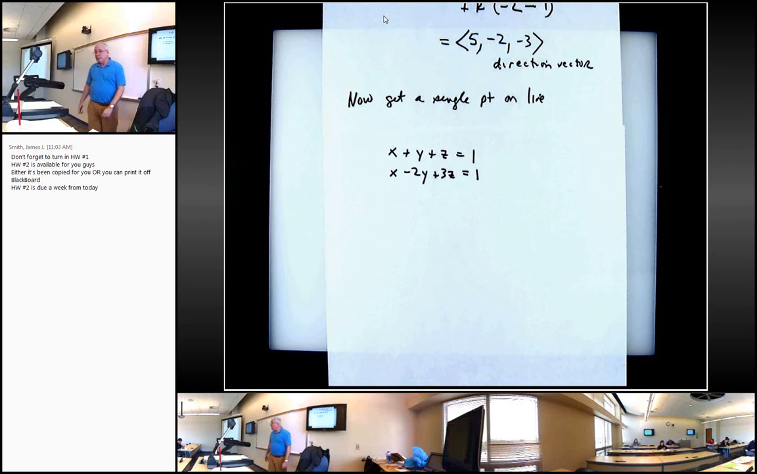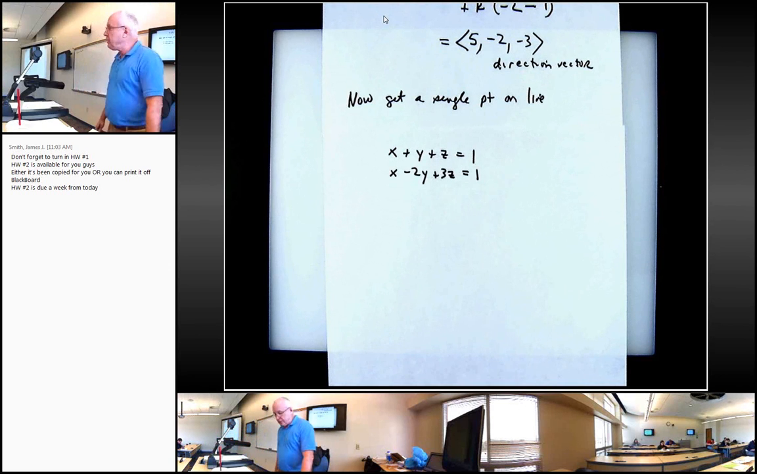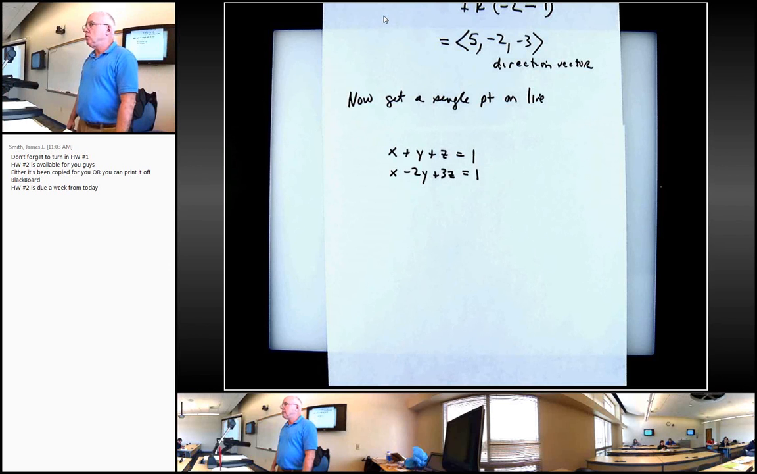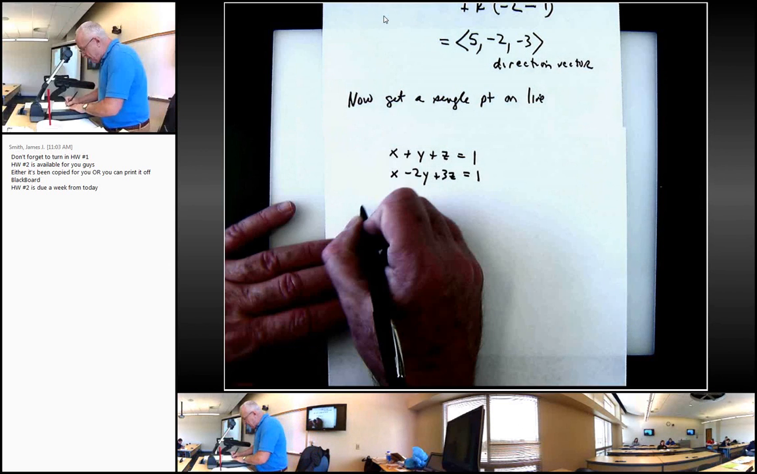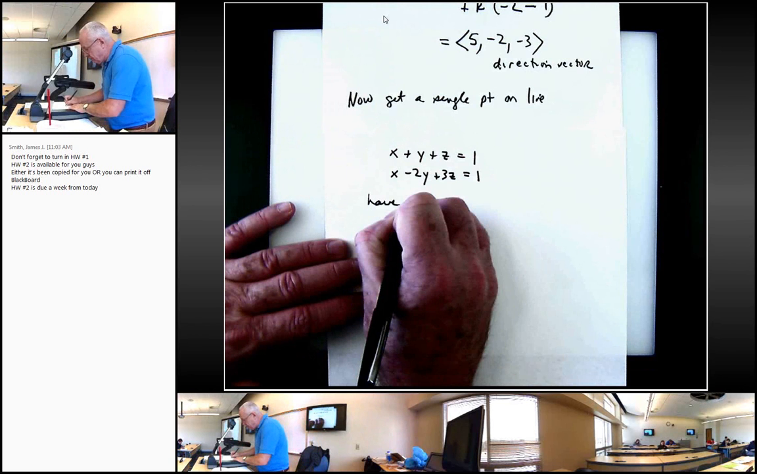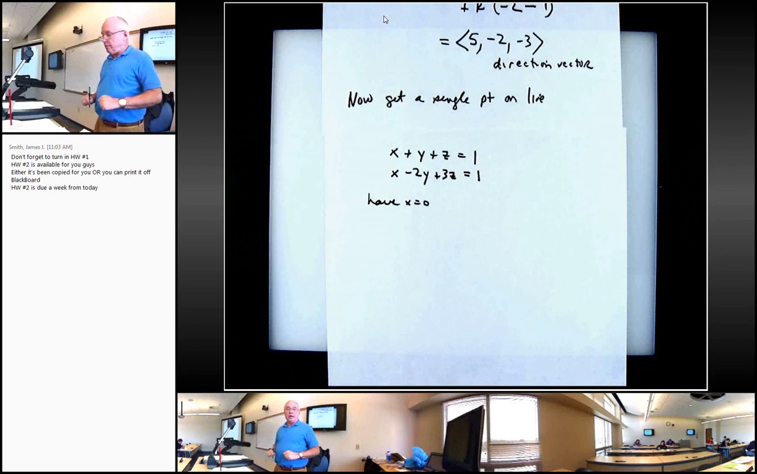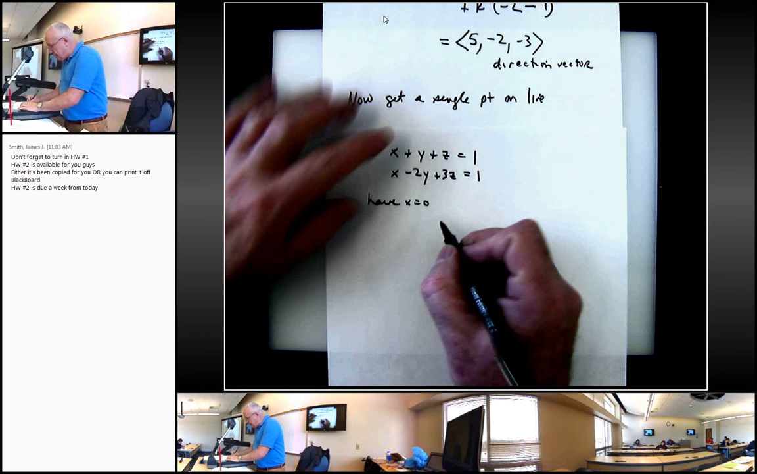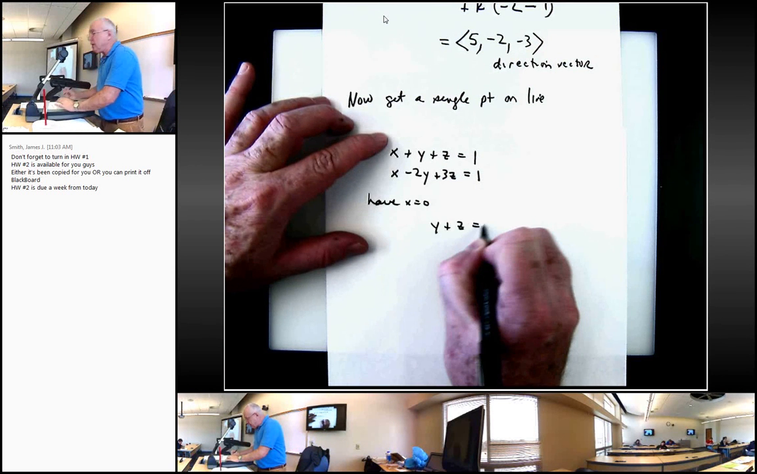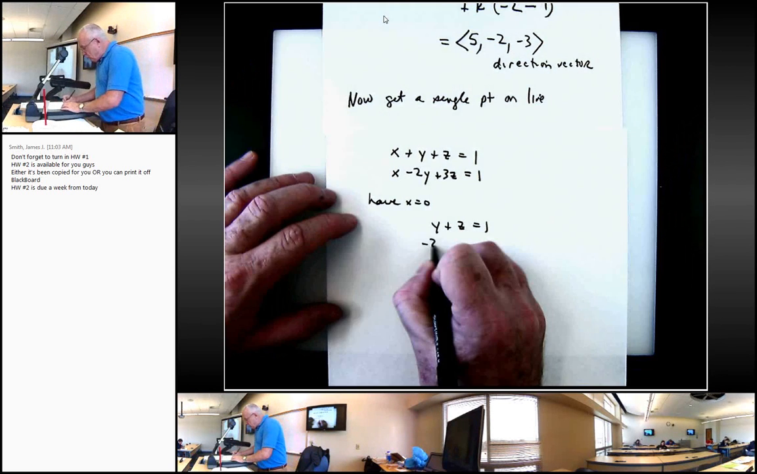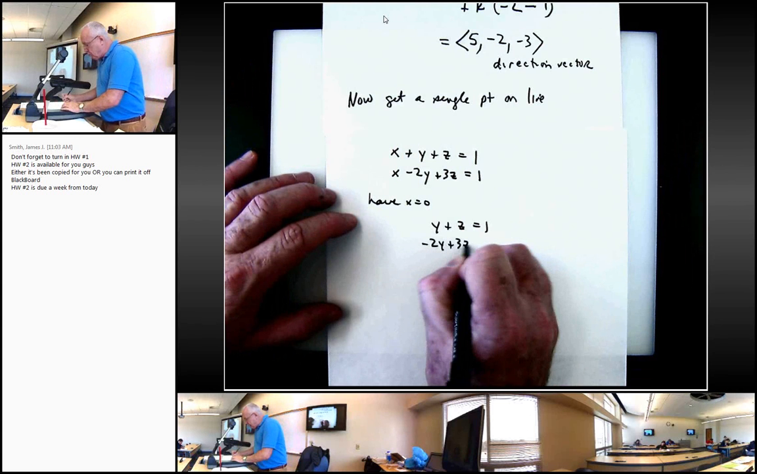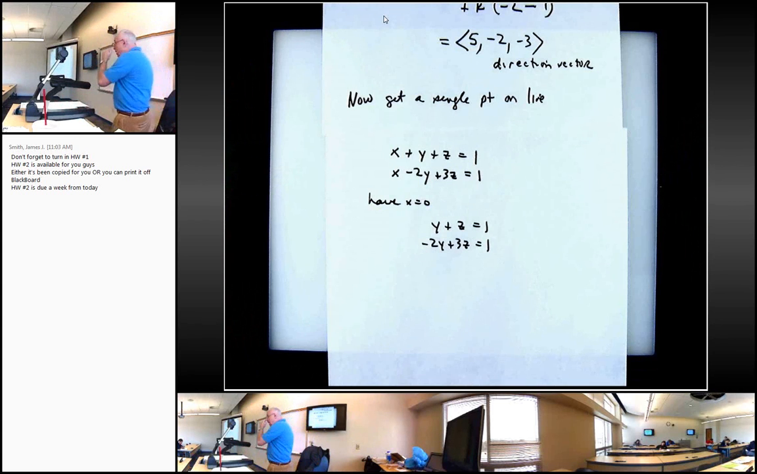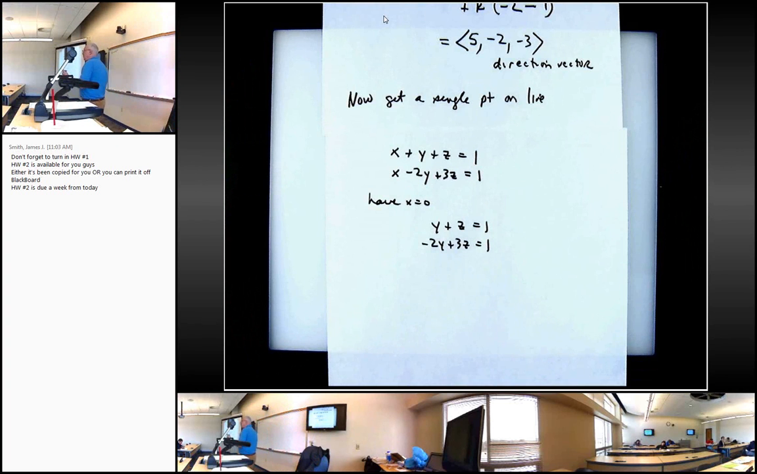Okay. So let's pick a variable to set equal to 0. Which one do we want to pick? Somebody say x, y, or z. X, thank you. So let's have x equals 0. We're going to plug in 0 there for those two equations. So what I get then is y plus z has to equal 1, and minus 2y plus 3z has to equal 1.